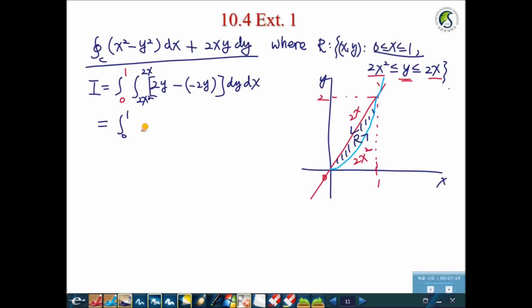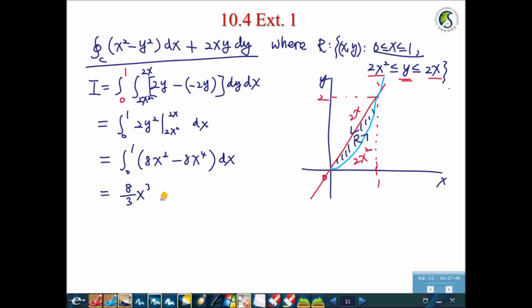So from 0 to 1, that's 4y, so it's 2y squared from 2x squared to 2x, dx. From 0 to 1, you plug this in, so it's 8x squared minus 8x to the 4th, dx. To integrate it, 8 over 3 x cubed minus 8 over 5 x to the 5th, from 0 to 1. So 8 over 3 minus 8 over 5, and 0, that's 16 over 15.